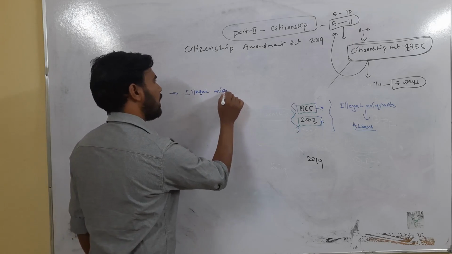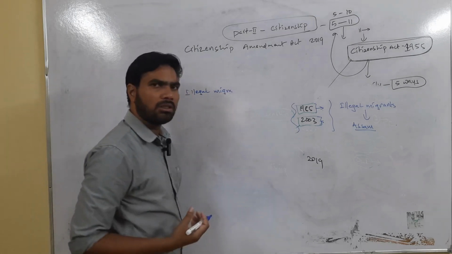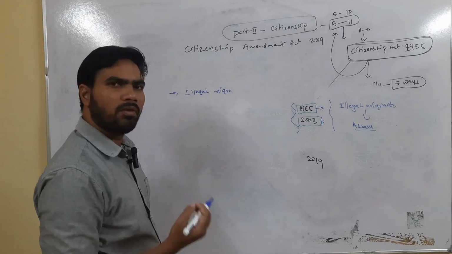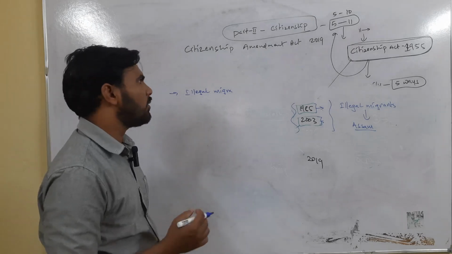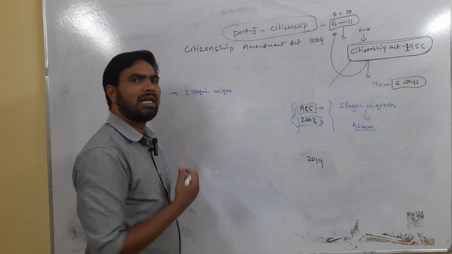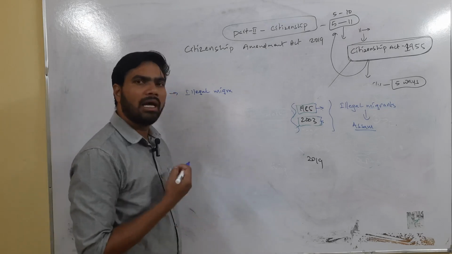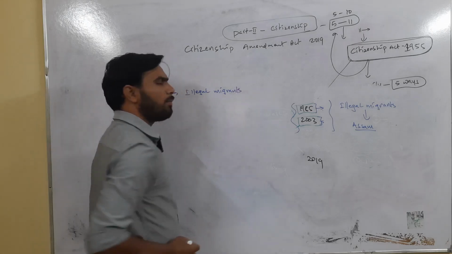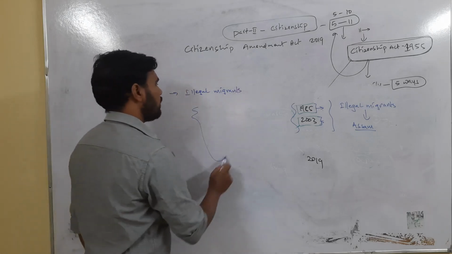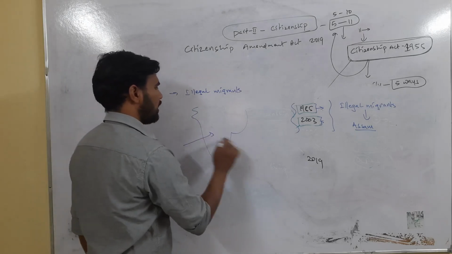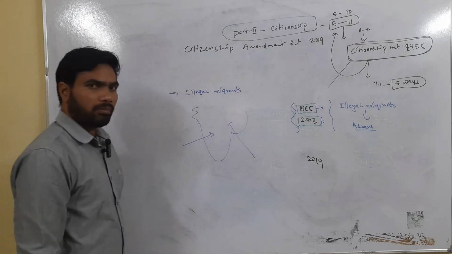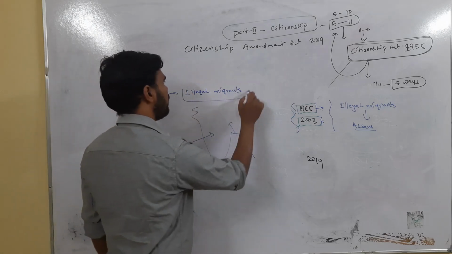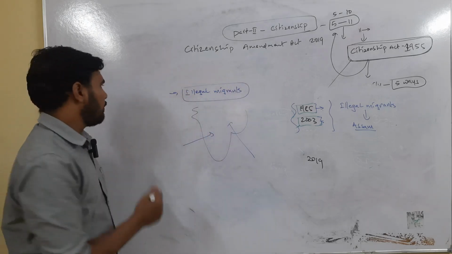I am trying to explain all the fundamental concepts. When you are comfortable with these fundamental concepts, then only will you understand the difficult aspects of polity also. That is why I am explaining each and everything. Illegal migrants are people who have come to India. Generally we call people illegal migrants because of two reasons.